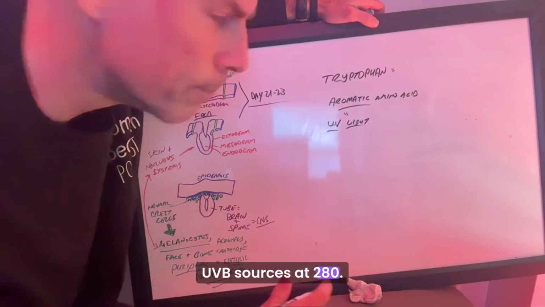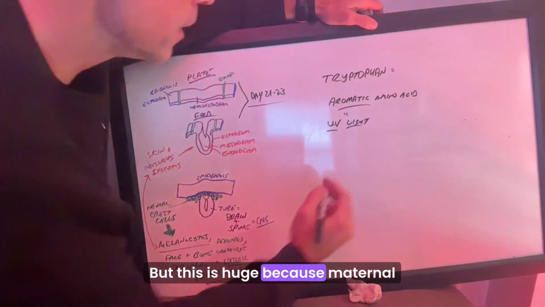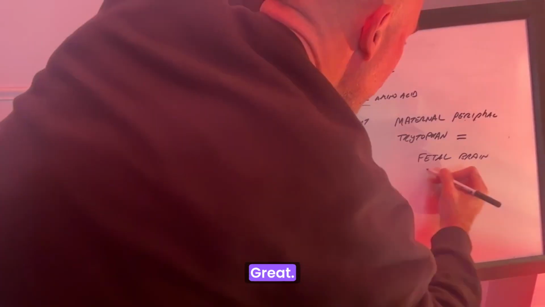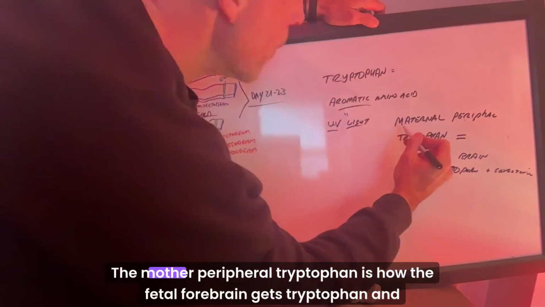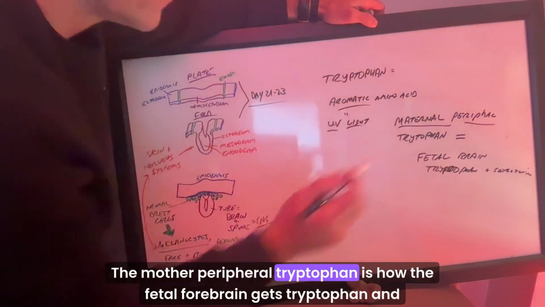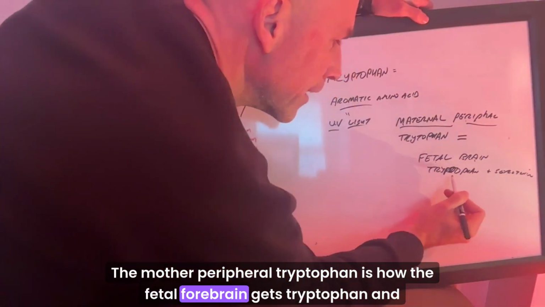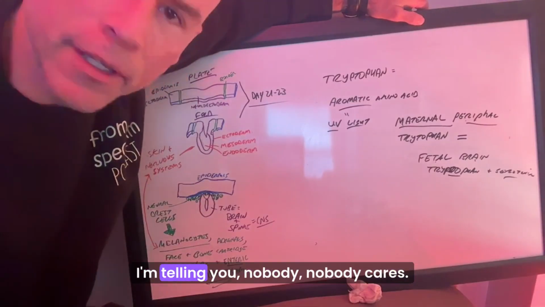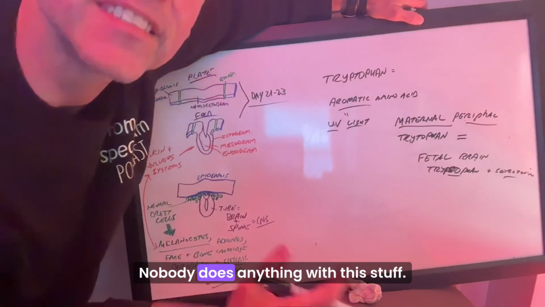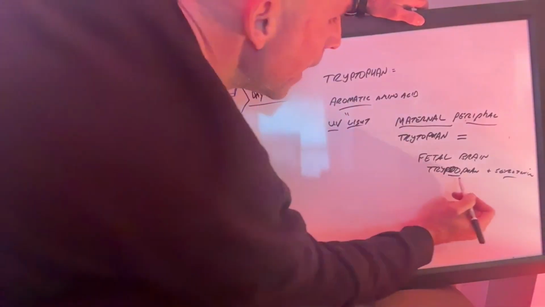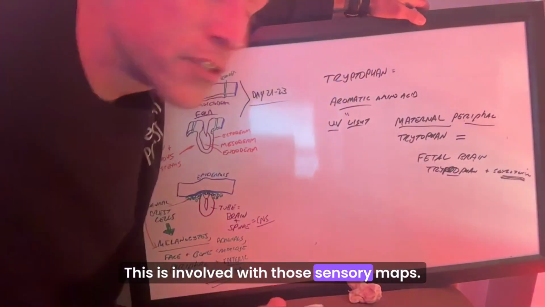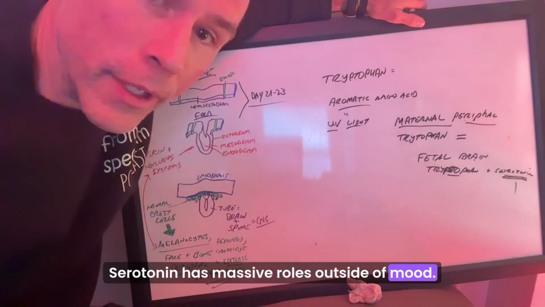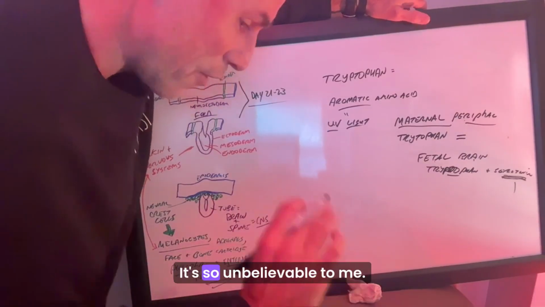UVB starts at 280. But this is huge because maternal peripheral tryptophan equals brain tryptophan and serotonin. The mother's peripheral tryptophan is how the fetal forebrain gets tryptophan and serotonin. Nobody does anything with this stuff though. I'm telling you, nobody cares. Nobody does anything with this stuff. This is involved with those sensory maps. Serotonin has massive roles outside of mood. It's so unbelievable to me.